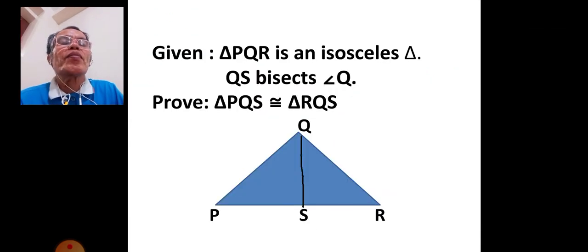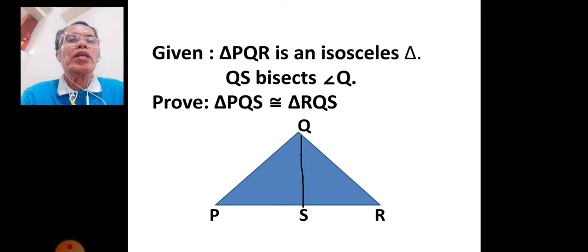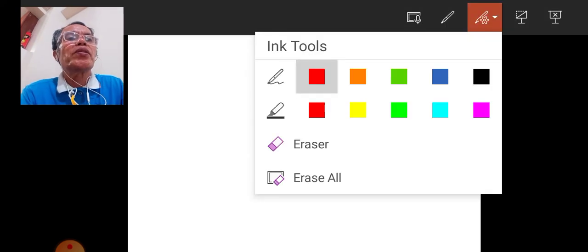Okay, next. We have triangle PQR is an isosceles triangle. QS bisects angle Q, and we are going to prove that triangle PQS is congruent to triangle RQS. So again, we are going to have a two-column proof. This is for our statement. This is for our reason.